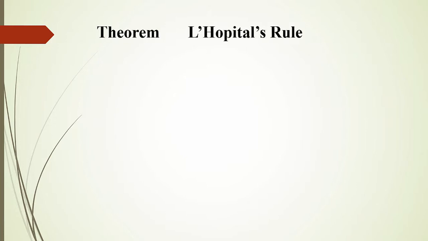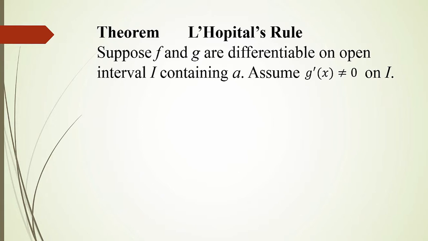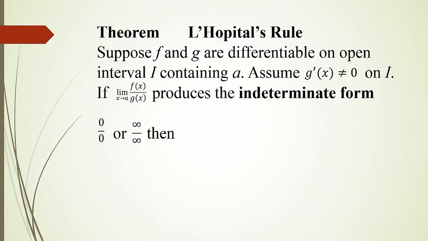And here it is, L'Hopital's rule. f and g are two functions that we assume are differentiable on an open interval I containing a. We also have to assume that g prime of x does not equal 0 on this interval I. Suppose the limit as x approaches a of f of x over g of x produces the indeterminate form 0 over 0 or infinity over infinity.